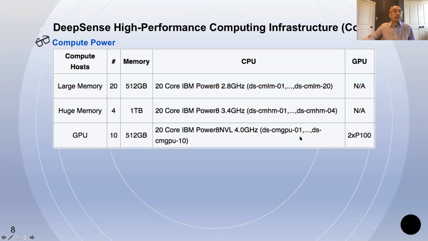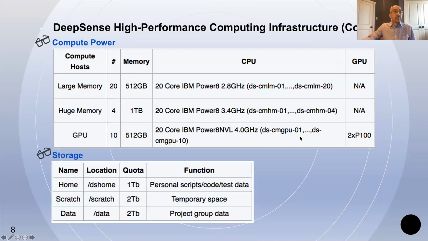And here is our storage. Storage is very, very important for AI projects. Each user on our system has 3 network shared directories. That's the directories you can access from any machine on the cluster. Home directory, which is for your personal scripts, code, and test data. You have 1 terabyte of space.